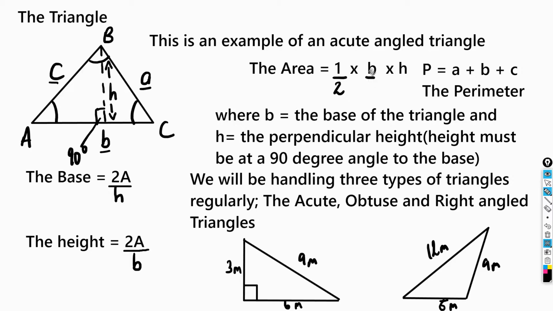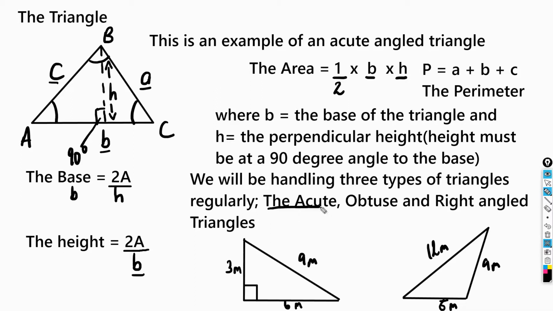So if we find B as the subject of the formula here, we can see that the base B is equal to 2 times the area over h, right? There may be cases where you're given the area and the height and they ask you to find the base. And also, if we find h as the subject of the formula, the height is equal to 2 times the area over the base. So there are times when they will give you just the base and the area and ask you to find the height, okay?